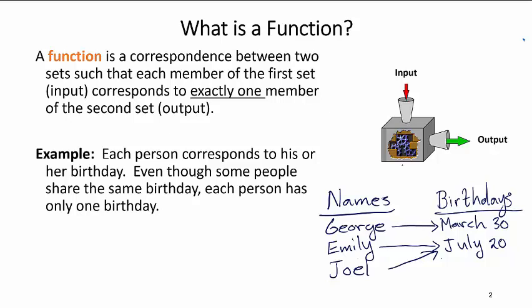You can have two different inputs that correspond to the same output. You just can't have an input that's corresponding to two different outputs in a function. The only thing that would make it not a function is if we had a person that corresponded to two different birthdays. But of course, nobody's going to have two different birthdays, which makes this a good example of a function.